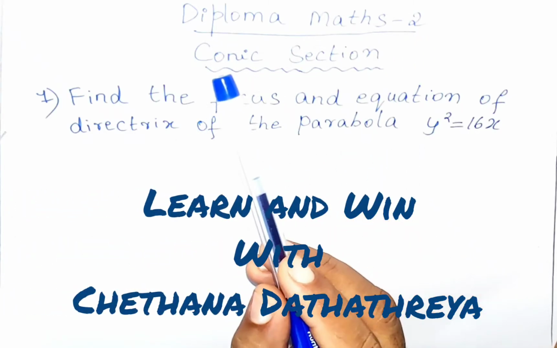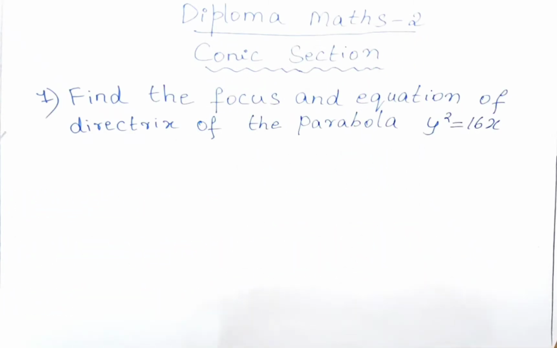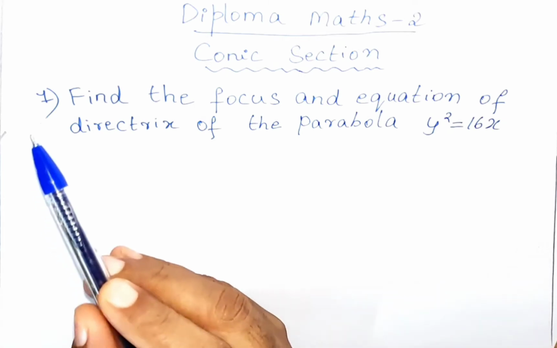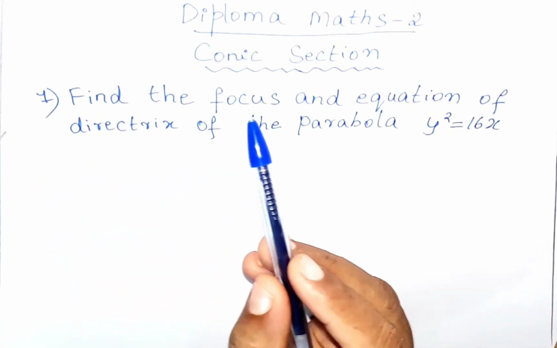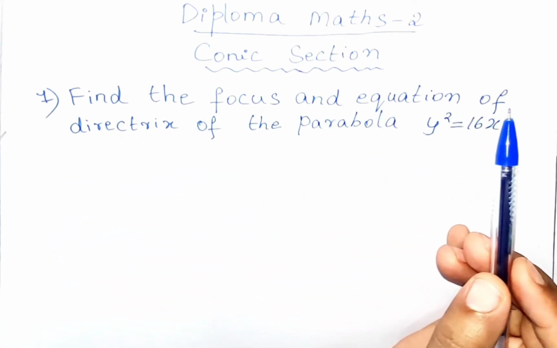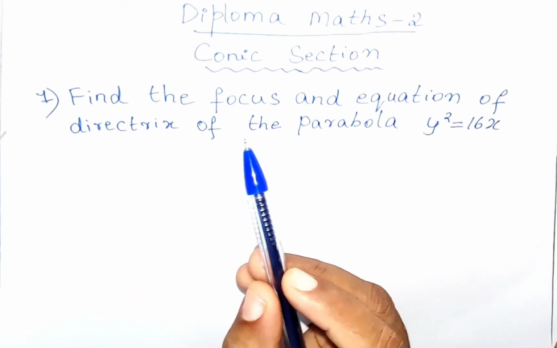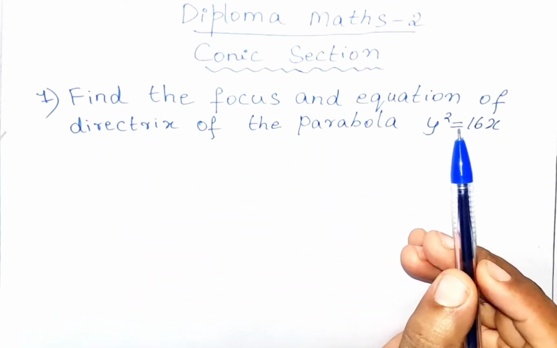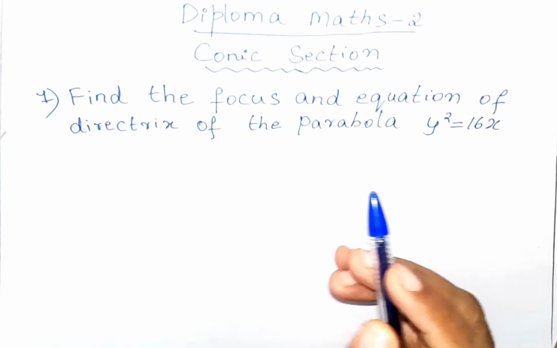Let us solve some important problems on Diploma Maths 2 conic section. Problem number 1. Find the focus and equation of directrix of the parabola y square is equal to 16x.